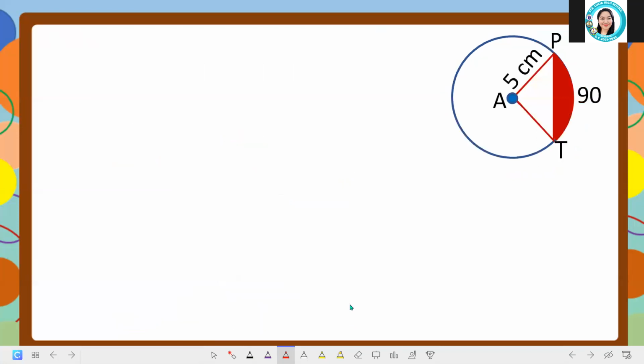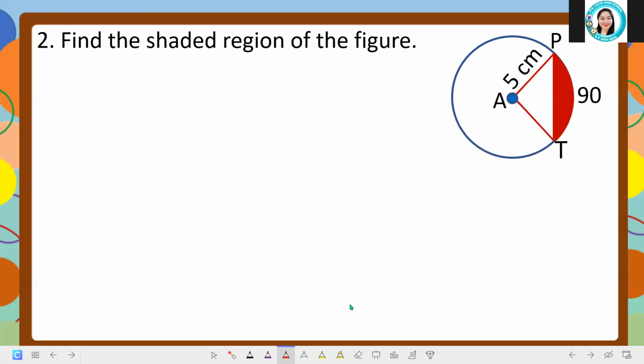Now, how about if you are asked to look for the measure or the area of the shaded region, right? So as you can see, we have here circle A. This circle A, meron siyang radius that measures 5 cm.